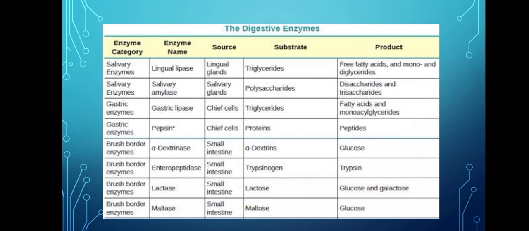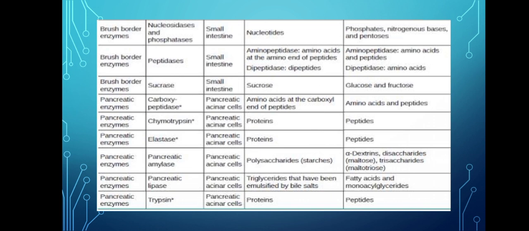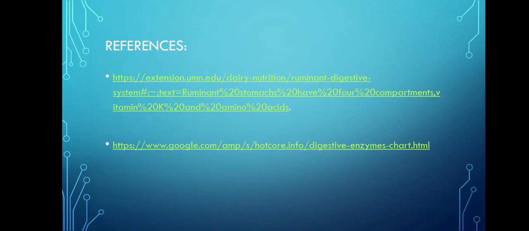Another is the gastric enzyme. Enzyme name: gastric lipase. Source: chief cells. Substrate: triglycerides. Products: fatty acids and monoglycerides. So there are many enzyme categories that we can see in the table: their enzyme name, their source, the substrates, and their products.